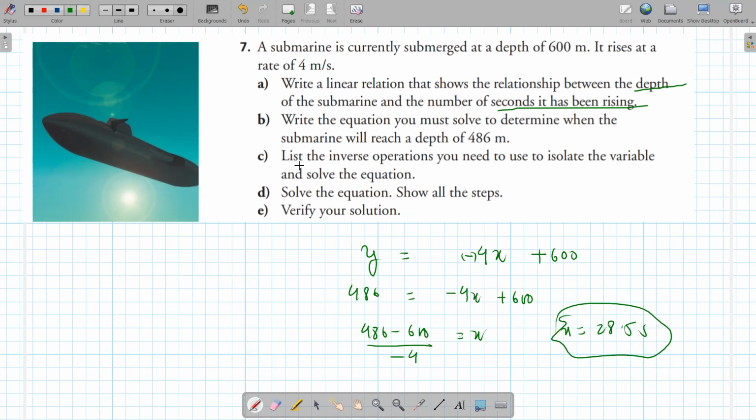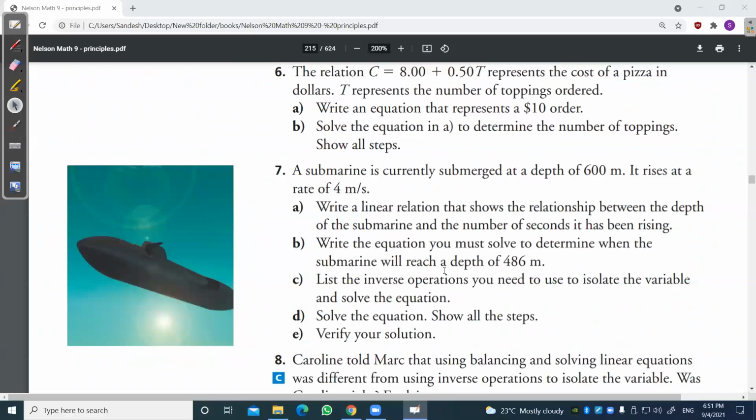Part C, list the inverse operation you need to use to isolate the variable. We already did it, right? The inverse operation is subtract 600, divide by -4. It says verify the solution. We already did C and D basically here. To verify, you just plug this as X in there. Do you get 486? You should. Yeah, I get 486. That's how you can verify if you got it right or not.